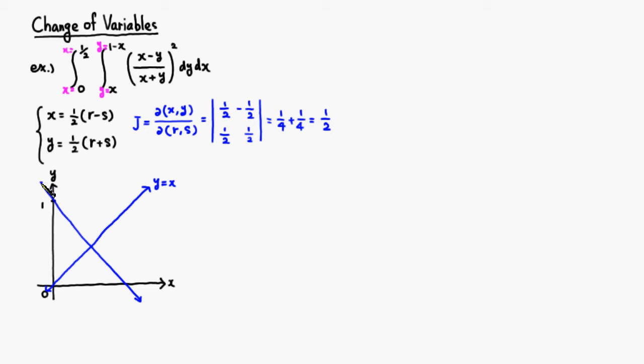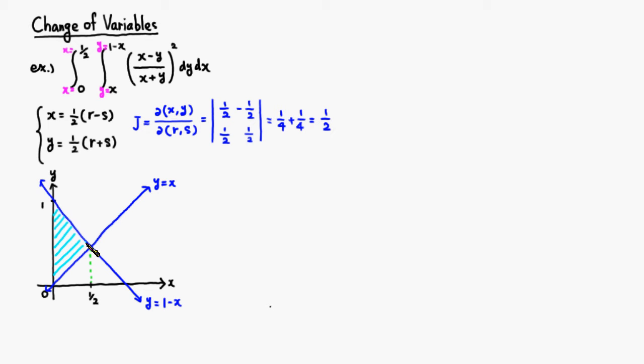So that's y equals 1 minus x. Then x is going from 0 to 1/2, and you can see that here, this is going to be 1/2 there. So from 0 to 1/2, we're talking about this region right here. So this triangular region, that's the region we are talking about.